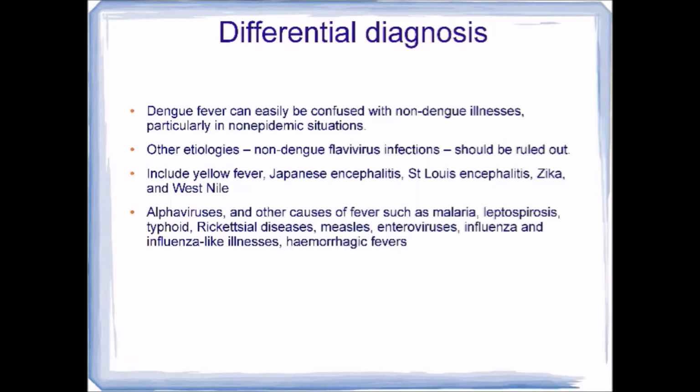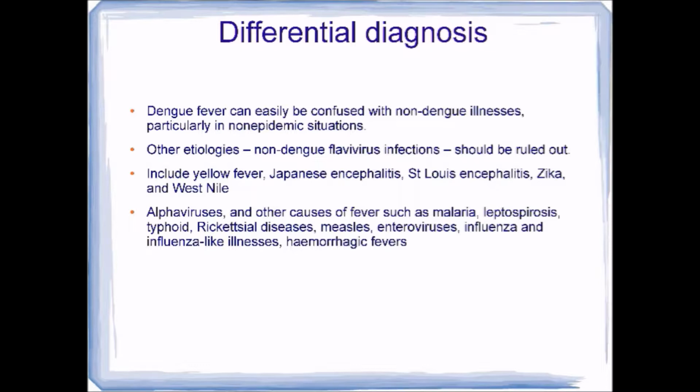Dengue fever can easily be confused with non-dengue illnesses, particularly in non-epidemic situations. Depending on the geographical origin of the patient, other etiologies, which include non-dengue flavivirus infections, should be ruled out. These include yellow fever, Japanese encephalitis, St. Louis encephalitis, Zika, and West Nile.